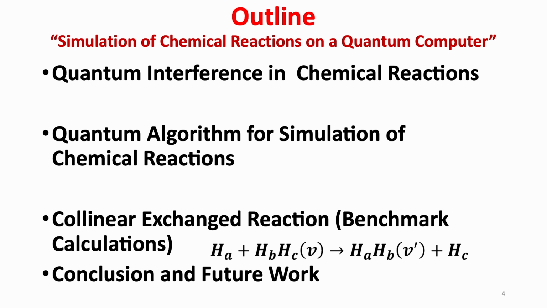So here's the outline of the talk. First, I will explain how interference is an important phenomenon in quantum reactions. And then I will talk about the simple algorithms, how to go from reactant to the product and calculate the cross-section. Then I will show results for the simplest chemical reaction, the hydrogen atom. In atomic physics, we scatter hydrogen with H2, and we go from vibration V to V prime. And then I will talk about conclusion and future work.